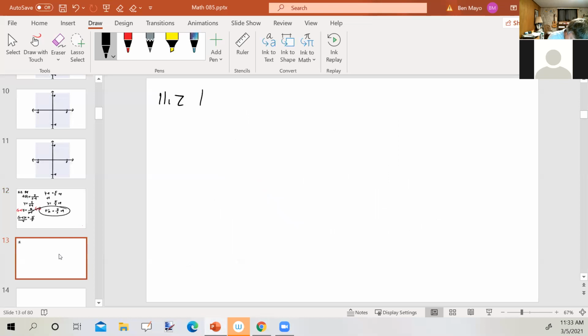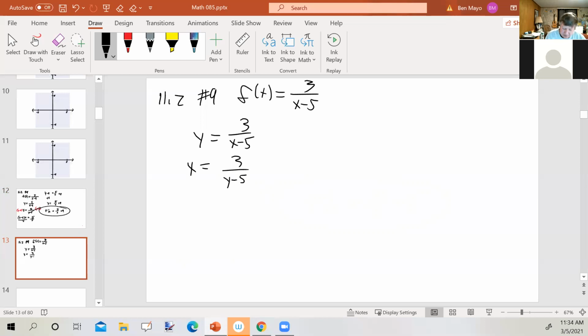So this again is 11.2, number 19, but a different version. It says f of x equals 3 over the quantity x minus 5. It's going to be very, very similar. Our first step is to replace f of x with y. So y equals 3 over the quantity x minus 5. Next, interchange x and y. So x equals 3 divided by y minus 5. Next, multiply both sides by the least common denominator. So now we've got the quantity y minus 5 times x equals 3.